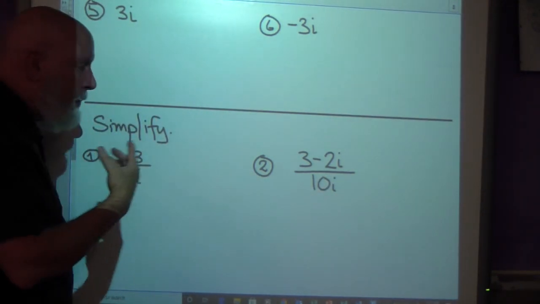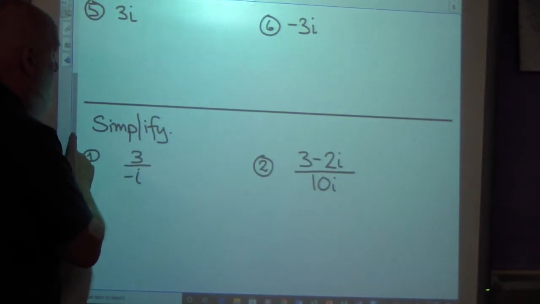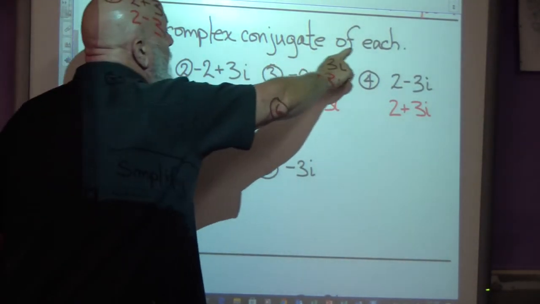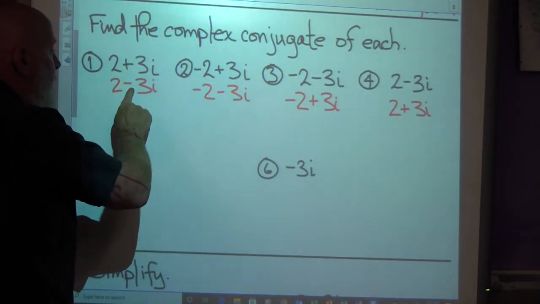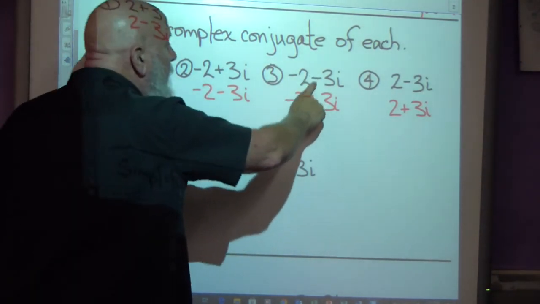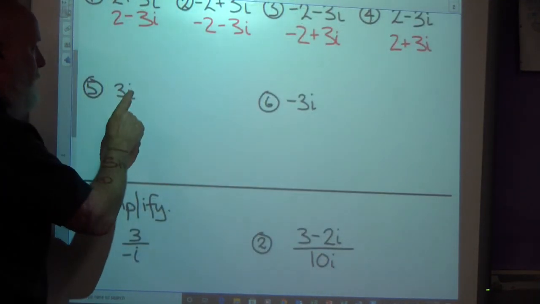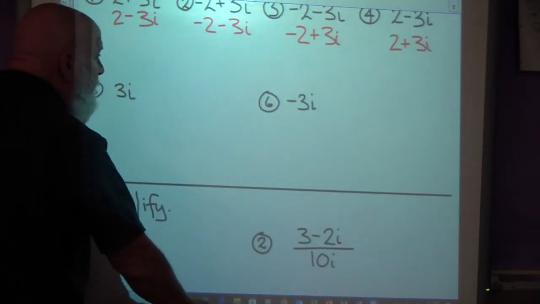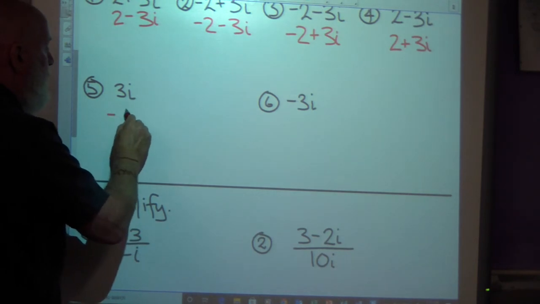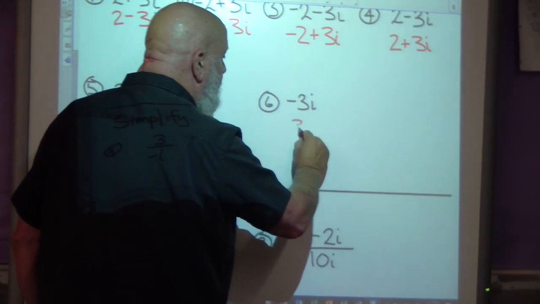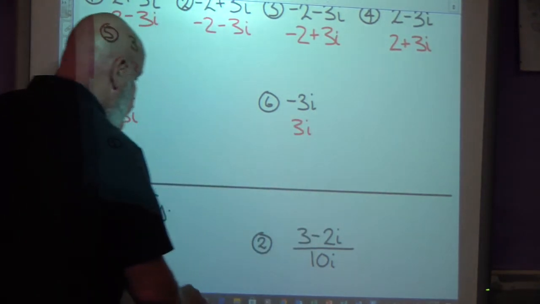The denominator will be what we call rational. We're going to be rationalizing the denominator. And remember, finding the complex conjugate is just a matter of changing the sign in between if you have binomials. And if you have monomials, that's just one term, you just rewrite and change the sign. The complex conjugate of this will be negative 3i. The complex conjugate of this will be positive 3i.